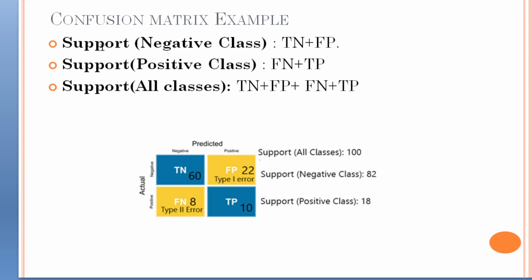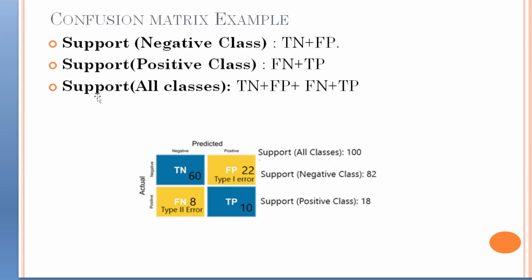If we calculate support for the negative class, the actual number of tuples that belong to the negative class are Tn plus Fp, and in this particular example their numbers are 60 and 22. So the support for the negative class is 82. Similarly, support for the positive class is the number of actual records that belong to the positive class, which is Fn plus Tp. In this example, 8 plus 10, so support for the positive class is 18.